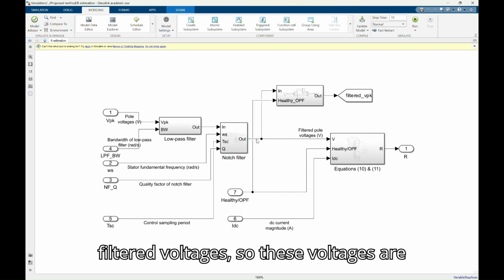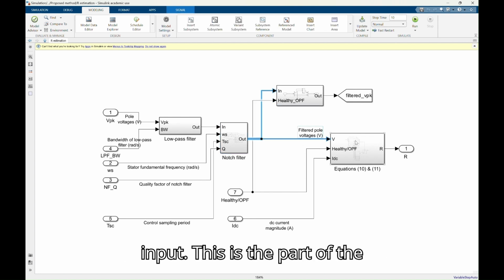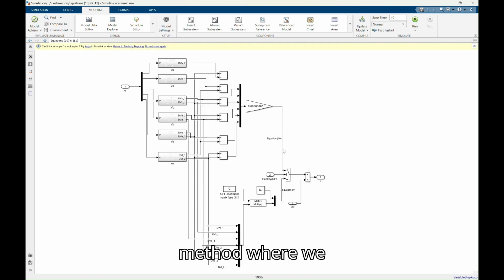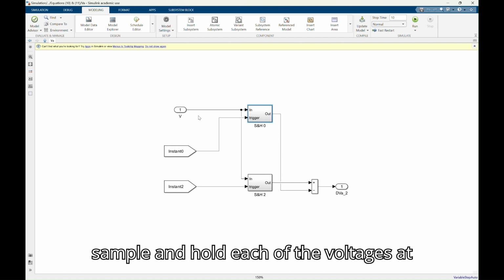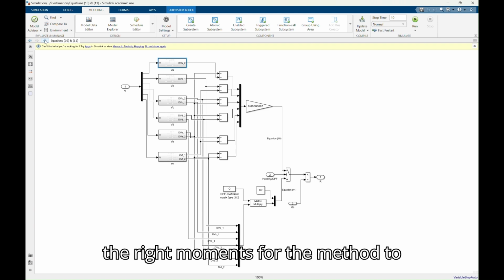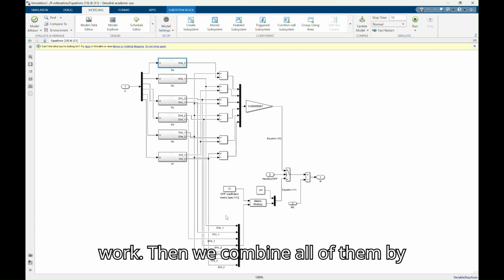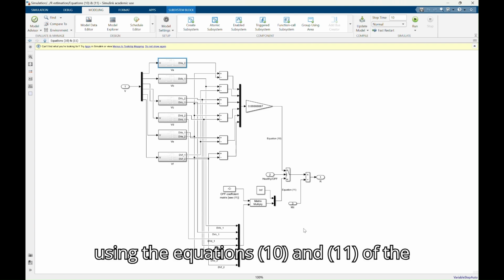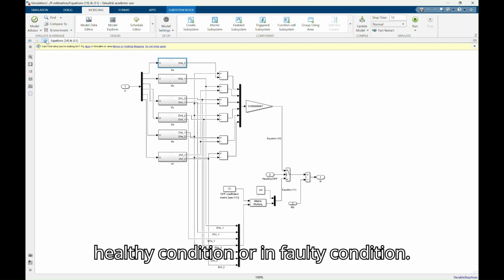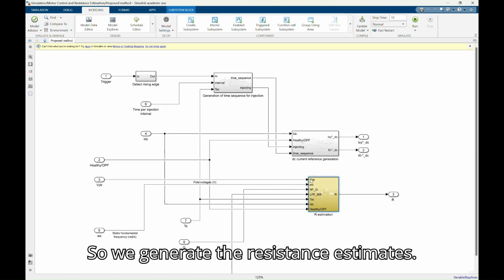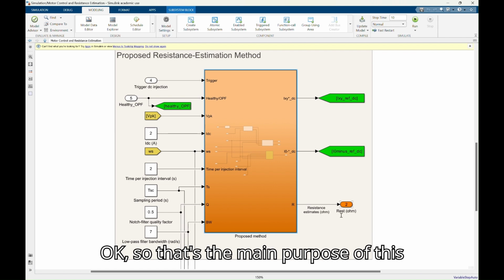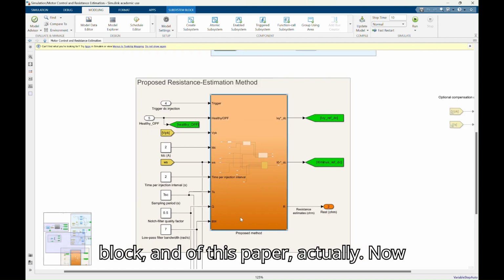Here we have the filtered voltages, so these voltages are input to this part of the method where we sample and hold each of the voltages at the right moments for the method to work. Then we combine all of them by using equations 10 and 11 of the paper, depending on whether we are in healthy condition or in faulty condition. So we generate resistance estimates. Okay, so that's the main purpose of this block of this paper actually.